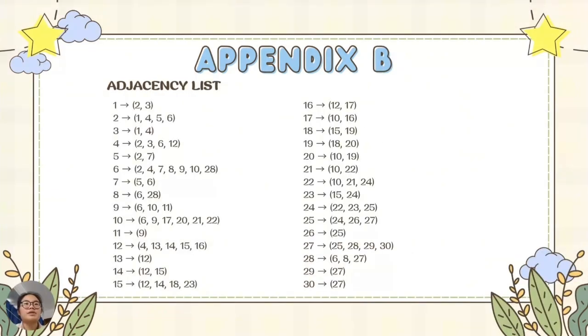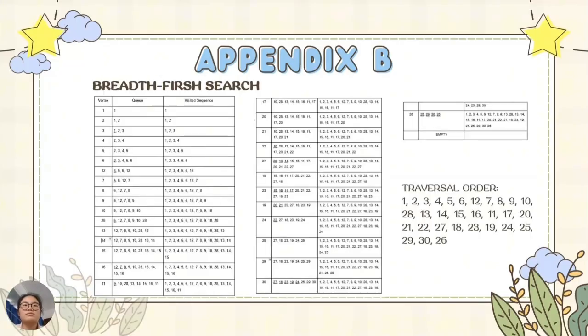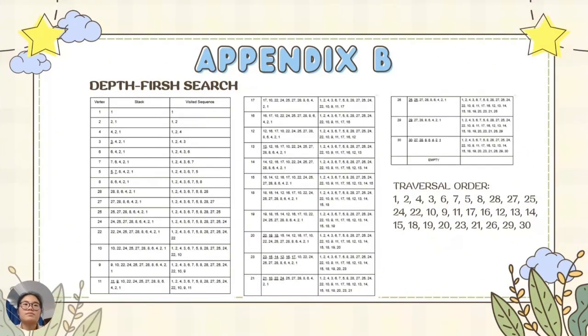My name is Korja Eun. Now I will show Appendix B. For the adjacency list, node 1 is connected to node 2 and 3, and the rest of the nodes are listed out. For BFS, the process of traversal is shown and the traversal order is listed out in the slide. For depth first search, the process of traversal and the traversal order are listed out in the slide.